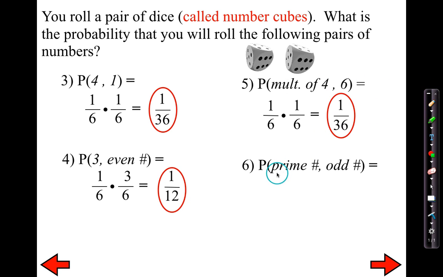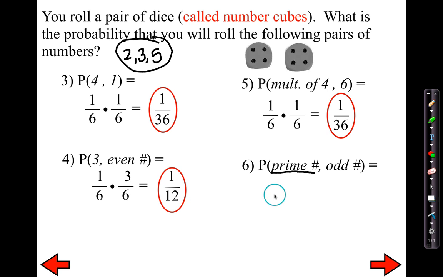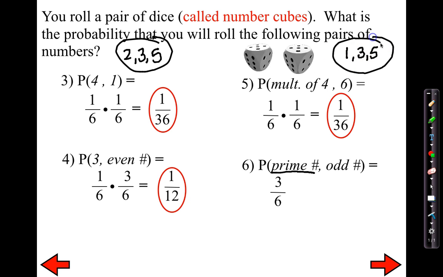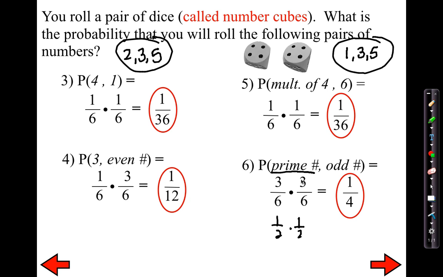Okay, so for number 6, what's the probability of getting a prime number? Real quick, prime numbers include 2, 3, 4 doesn't work because that's composite, 5, 6 doesn't work because it's also composite, and that's it. So there's 3 numbers that are prime, so I'm going to go ahead and write 3 out of 6. Odd numbers are going to include 1, 3, and 5. So that's also going to be 3 out of 6. I'm going to go ahead and reduce those to 1/2 each. And 1/2 times 1/2 is going to give me 1/4. So my final answer is 1/4.